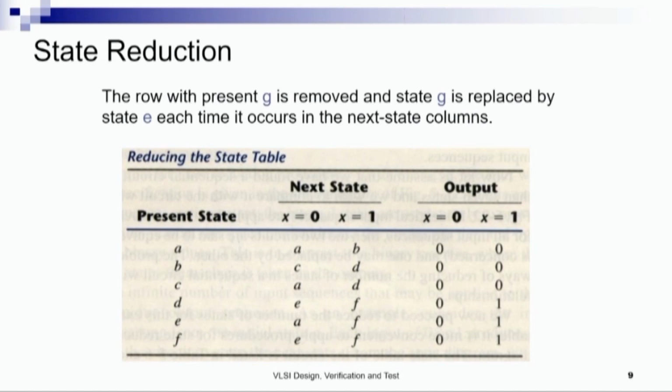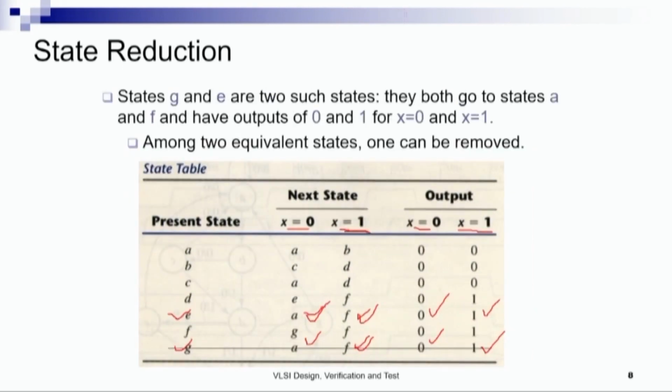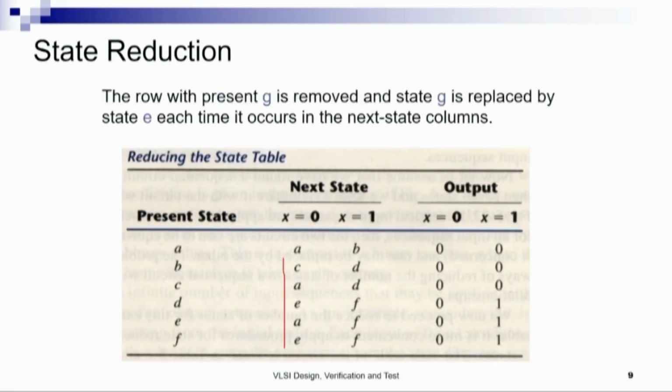So the row with present state G is removed and state G is replaced by state E each time it occurs in the next state columns. So when G is removed, G cannot appear in the next state columns anymore. So wherever G was previously there, if you see the previous state, here at F we had G. So we have to replace this G with the E, because for each place in the next state columns where G occurred, we have to now replace it with E. And then we have to continue the same thing.